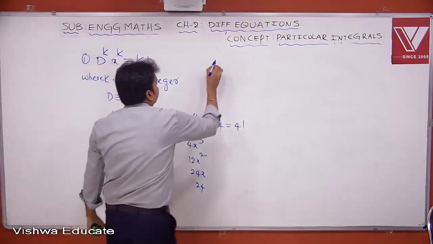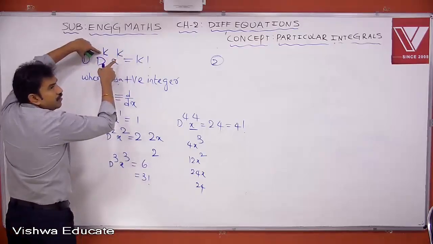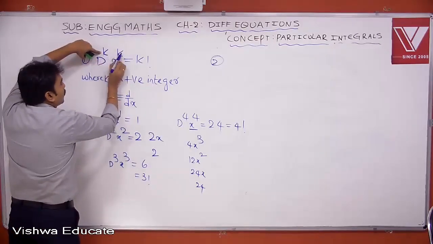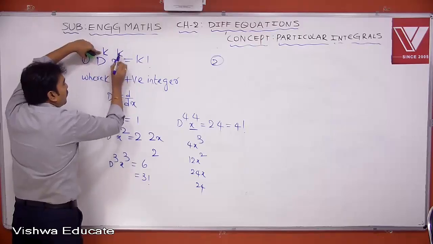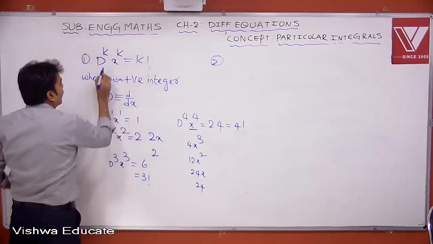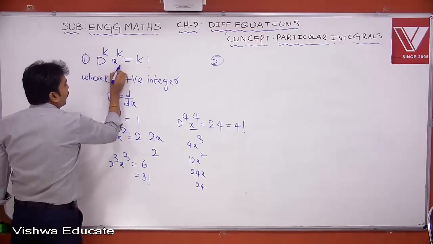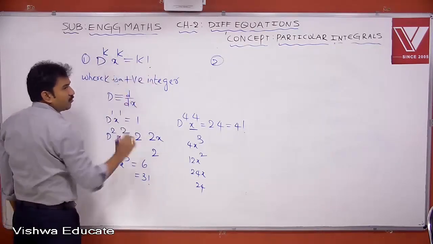And the second one is, suppose if this power dominates this. No doubt these powers are positive integers. Here both the powers are same: powers of D and powers of x are same. In that case, the result is k factorial. That means we are differentiating x power k with respect to x k times, so the result is k factorial.